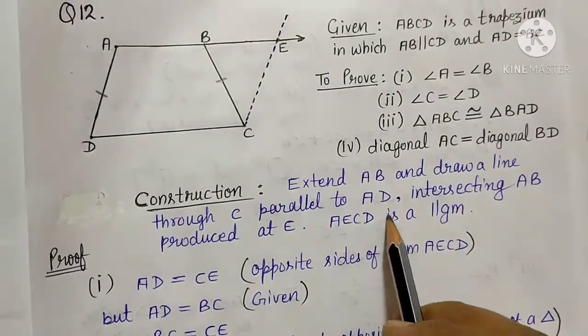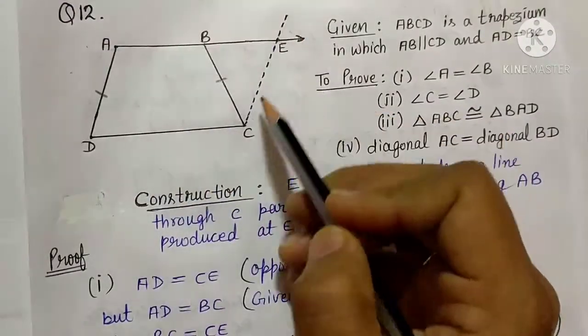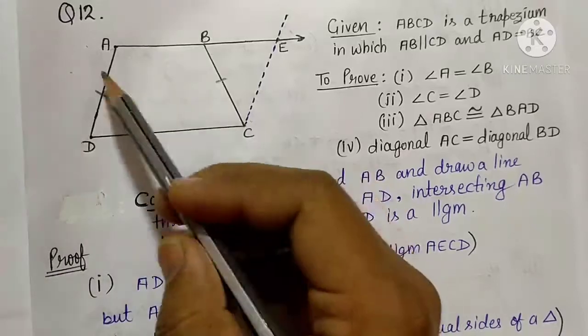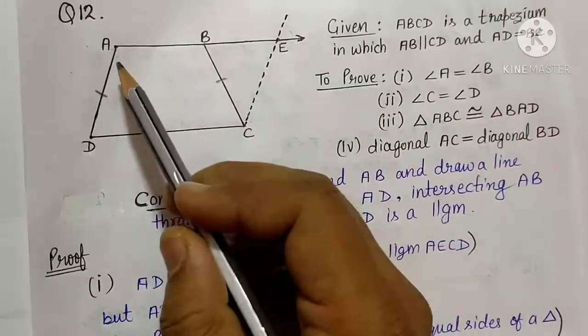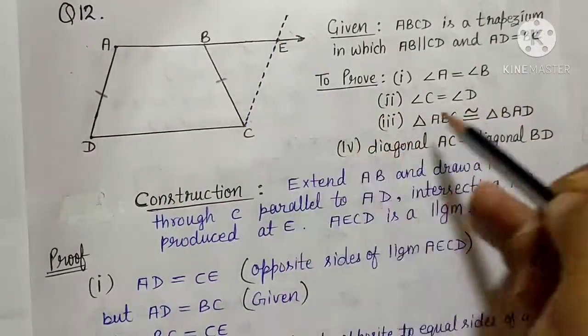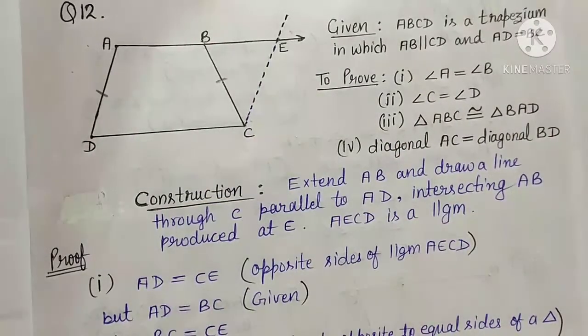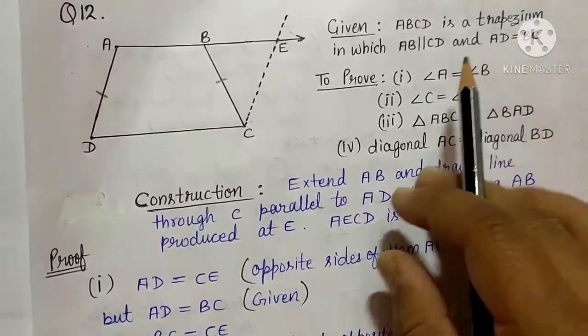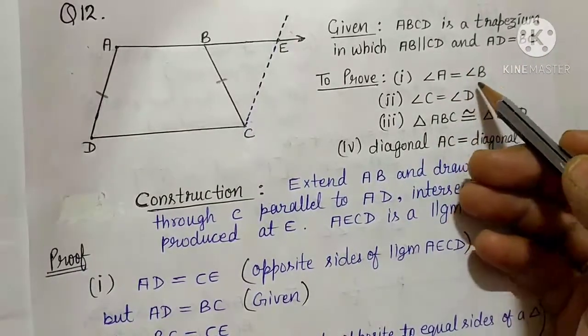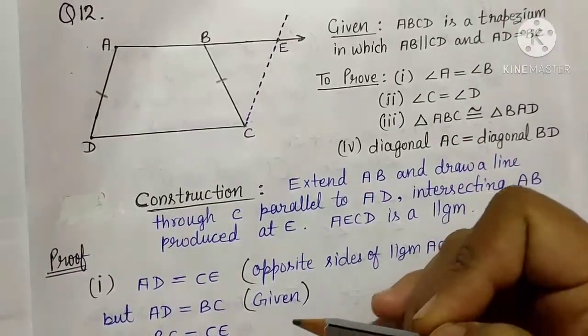Now AECD is a parallelogram. It means AD is parallel to EC and AD is equal to EC. In this way we have done our construction, that AECD is a parallelogram. Now, the first part we will prove, which is that angle A equals angle B. So let's solve this part.